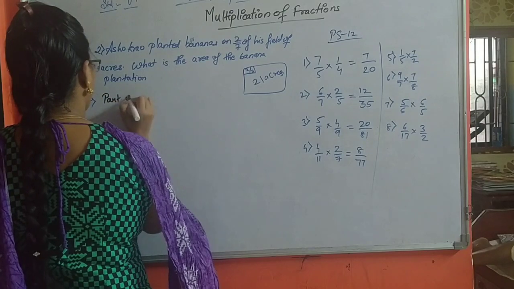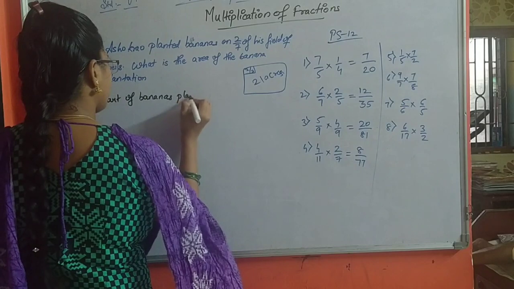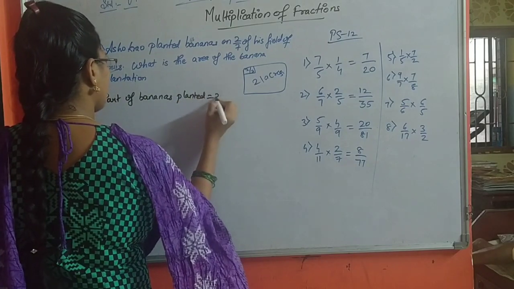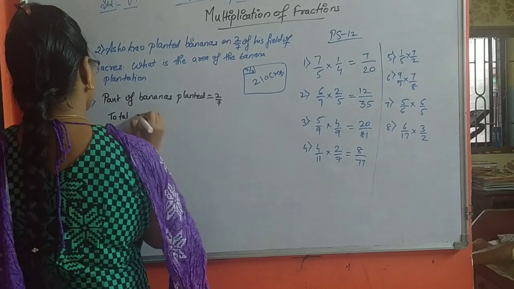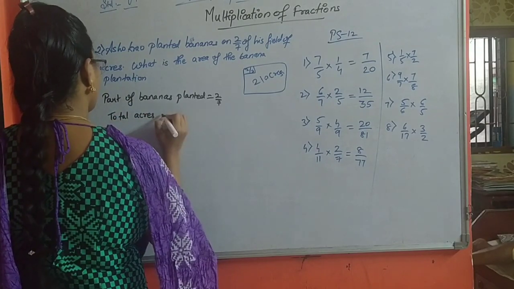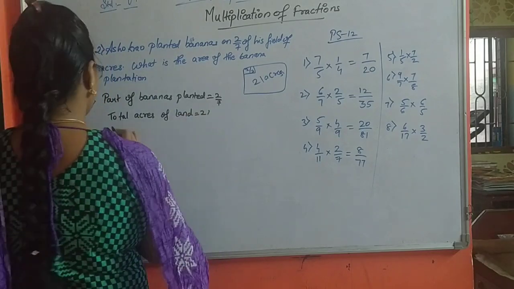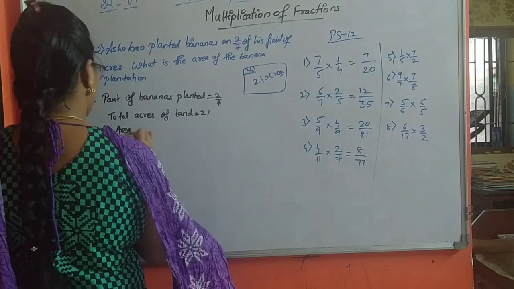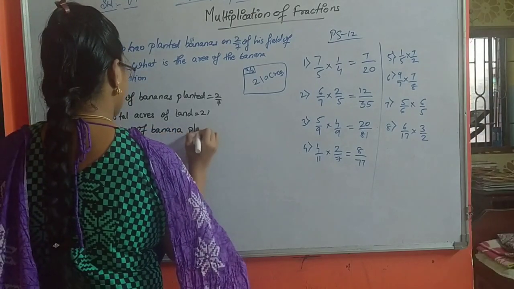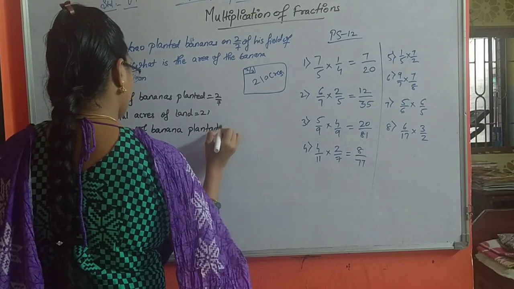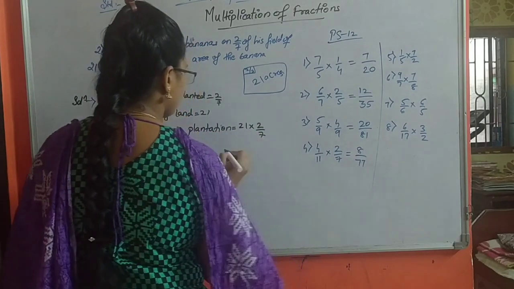Part of bananas planted 2/7, total acres of land 21. Therefore, area of banana plantation equals 21 into 2 upon 7.